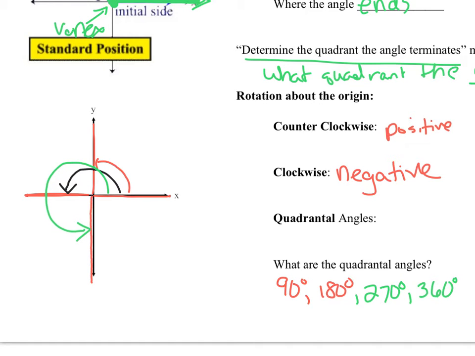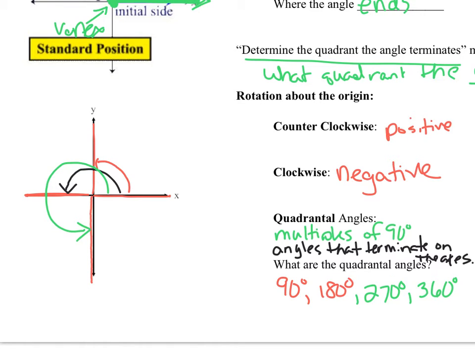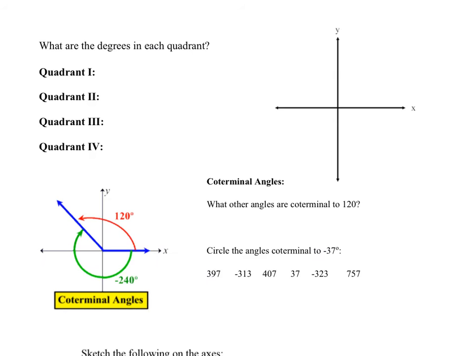So any multiple of 90 degrees are quadrantal angles. Another way to say it is that they are angles that terminate on the axes. That's another way of saying what a quadrantal angle is. All right, so we just talked about that a little bit. What are the degrees in each quadrant?